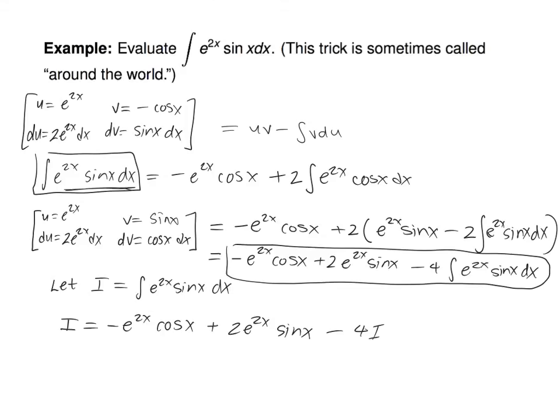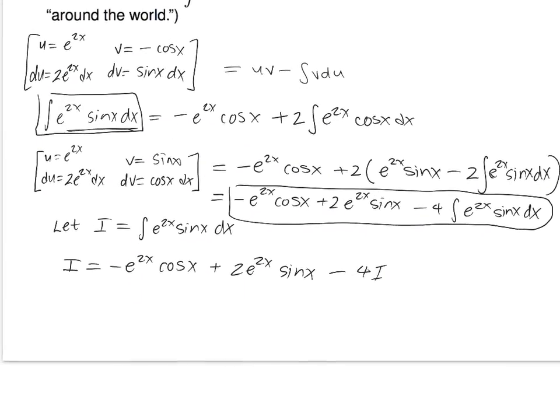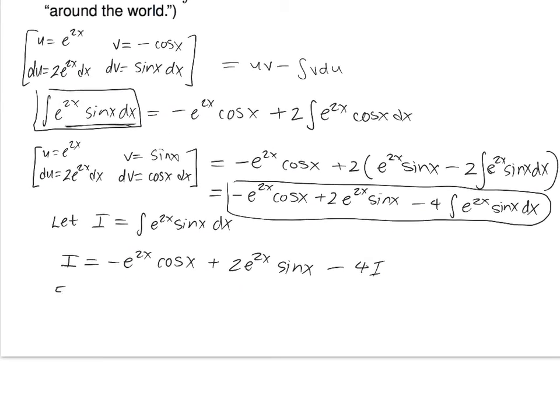And then you can do something that seems kind of wacky and not like it's right, but it is right. You can move that 4i to the other I. So what's a single I plus 4i going to be? It'd be 5i. Negative e to the 2x cosine x plus 2e to the 2x sine x.